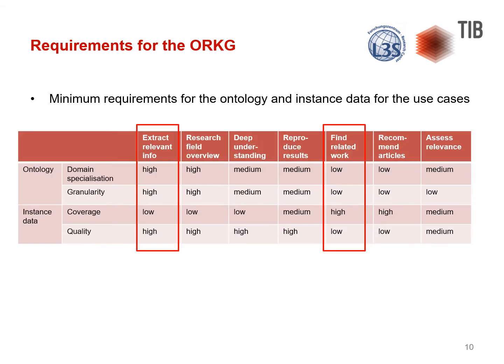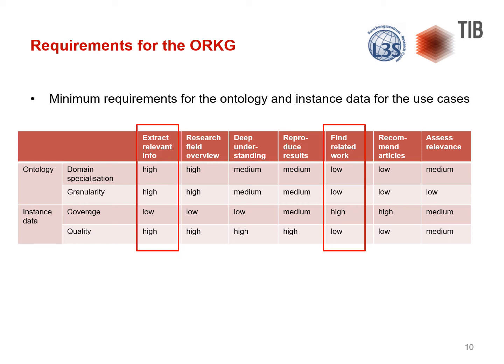In this table, we can see which requirements are sufficient for the respective use cases and therefore represent the trade-offs from our point of view. For instance, for the find-related work use case, a high coverage of instance data is very important since you do not want to miss any relevant articles during a related work search. However, the quality is less important since search engines employ latent feature representations and have therefore certain fuzziness.